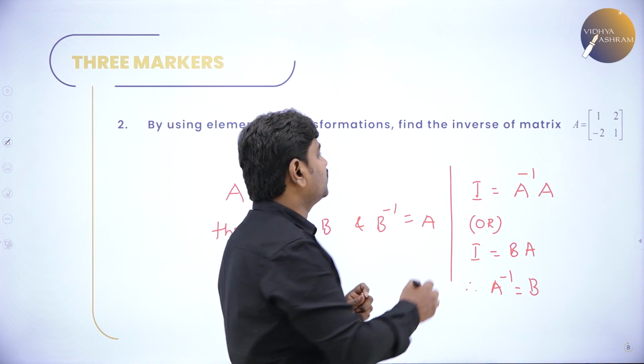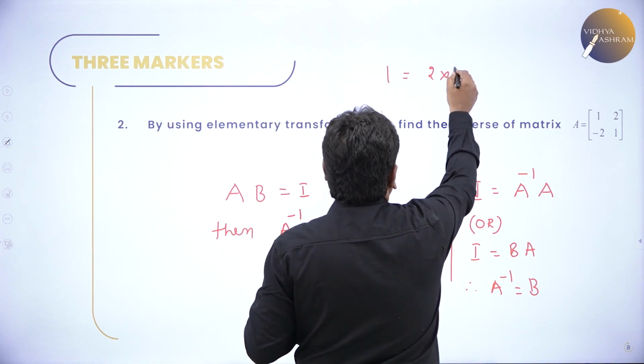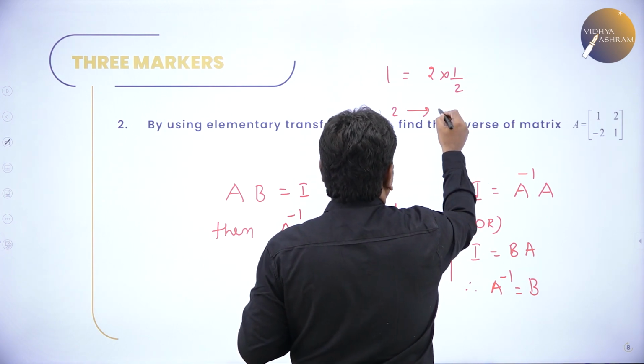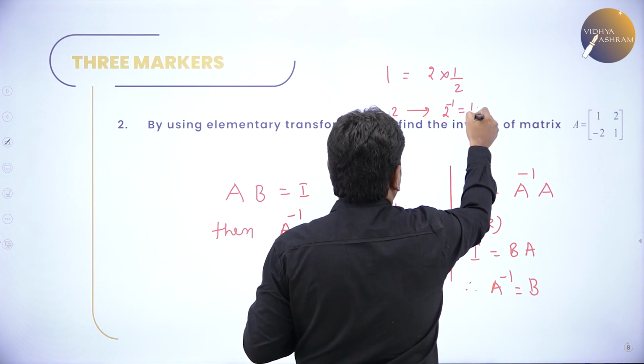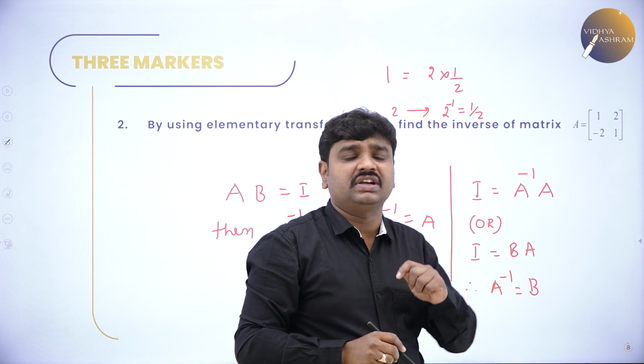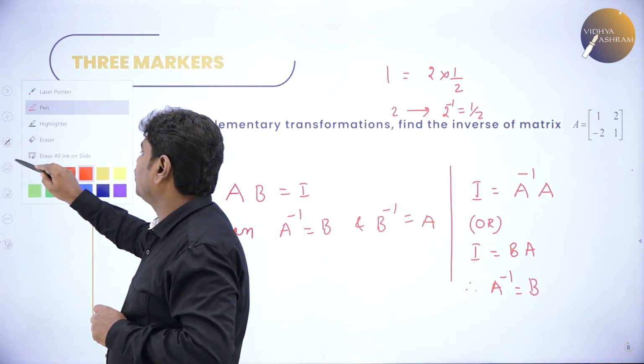If you take normal numbers, 1 is the identity in multiplication. 2 into 1 by 2 gives you what? 1. So for 2, the inverse is the multiplicative inverse, 2 inverse is 1 by 2, like that. So here, in place of the number 1, we'll take identity. Is so much required for us now? No. We will be discussing them again.